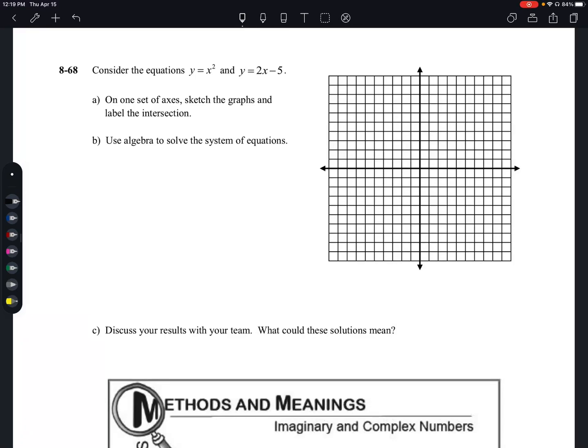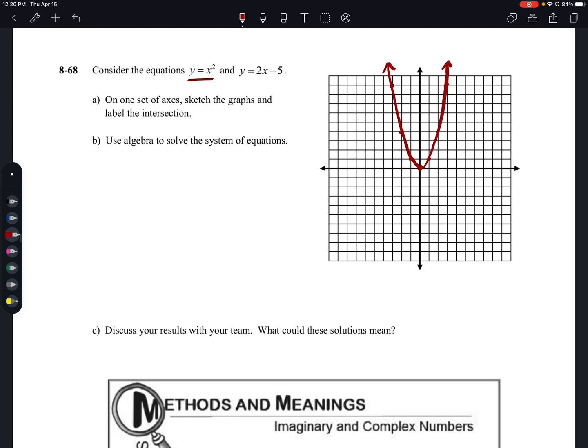8-68. Consider the equations y equals x squared and y equals 2x minus 5. Letter A. On one set of axes, sketch the graphs and label the intersection. We can sketch these. We'll do our y equals x squared in red so it stands out. There's our vertex. And we will just make it symmetrical across our y-axis. And now we've got our parabola.